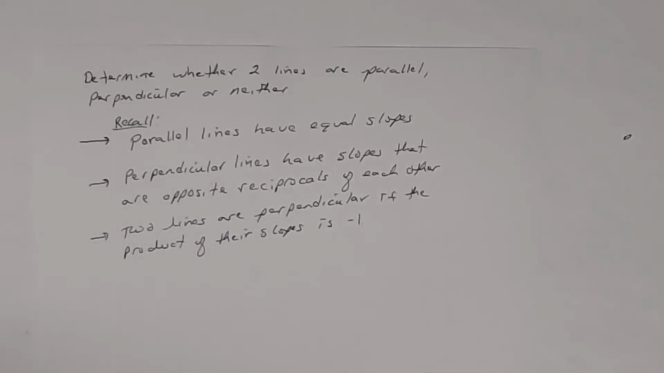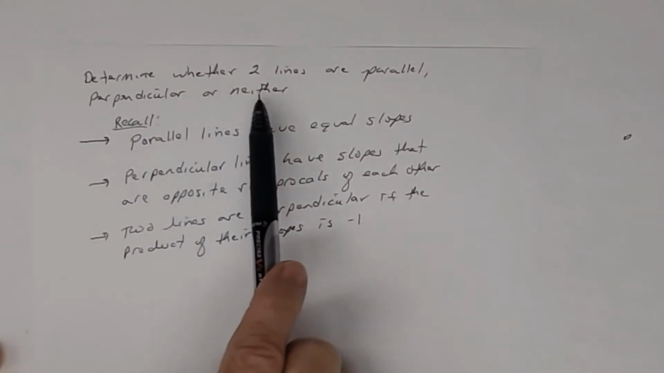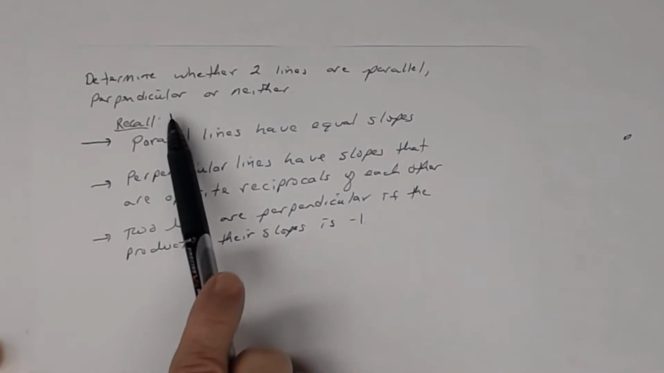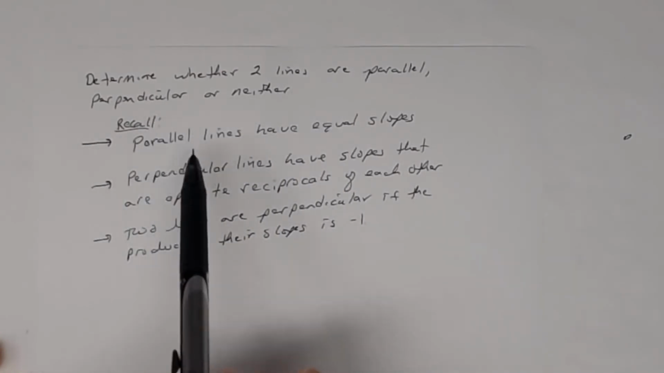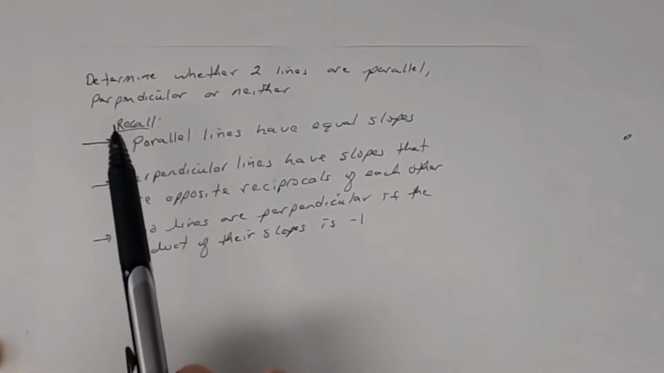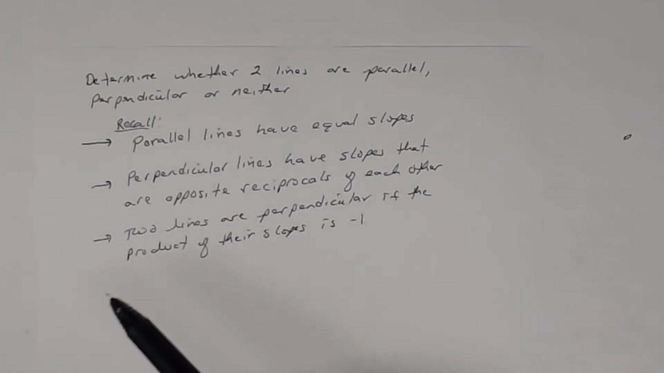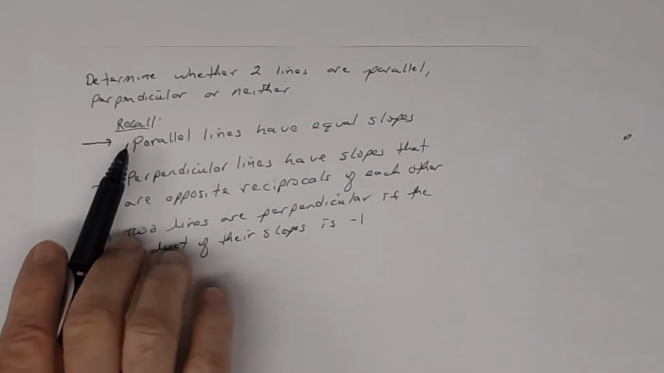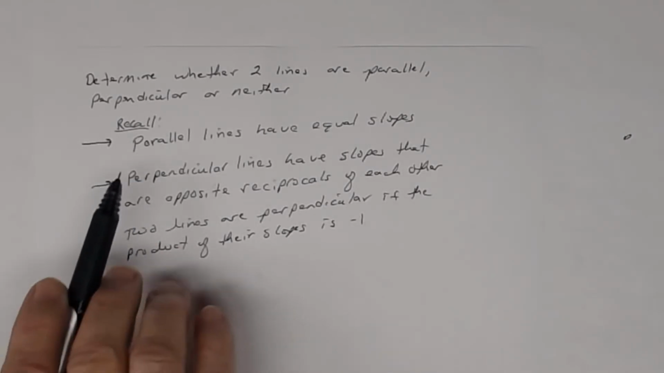In this lesson, we're going to continue discussing whether two lines are parallel, perpendicular, or neither. We talked about this in a previous lesson, but in this lesson the problems will look a little bit different than the previous ones. But the information here is still the same. We're going to use this information.